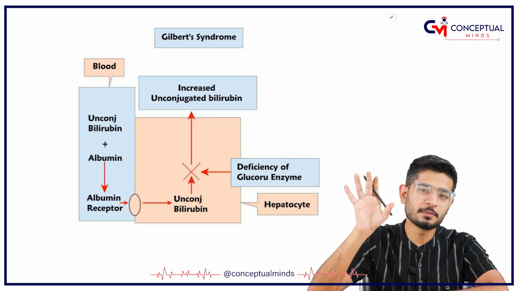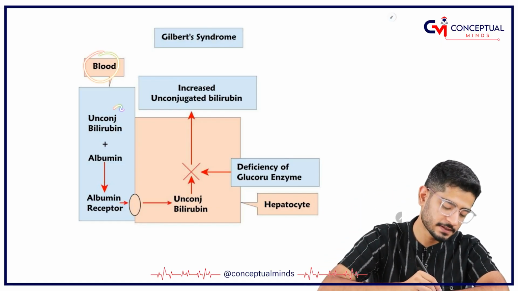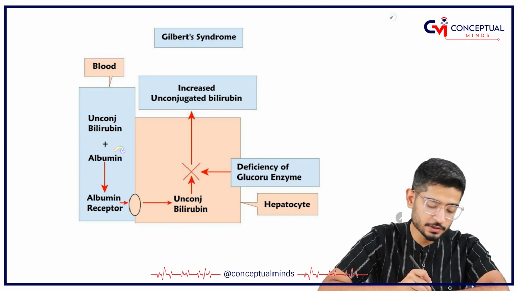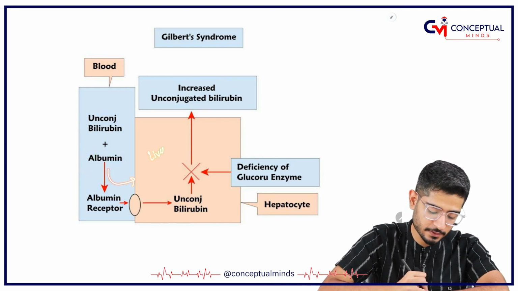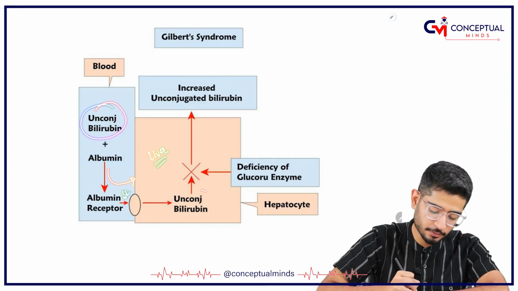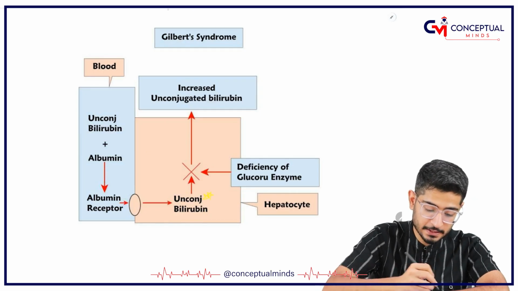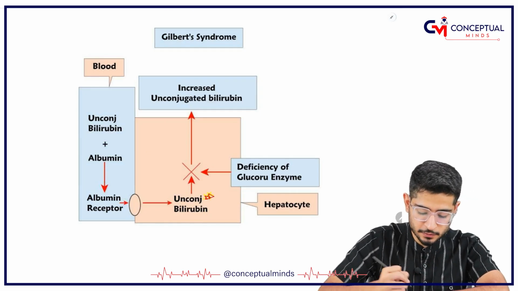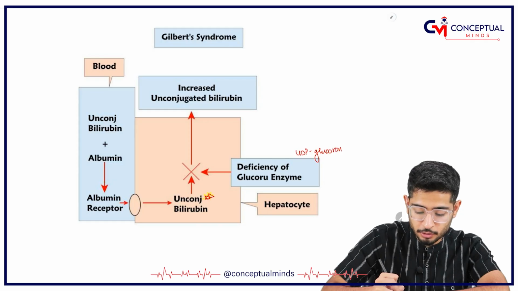So you must be knowing about your basic biochemistry and physiology that in your blood there is unconjugated bilirubin which combines with albumin, and once it reaches the liver, the albumin receptor lets the unconjugated bilirubin come inside, and once it comes inside, it is going to get converted with the help of the UDP-glucuronosyltransferase enzyme.